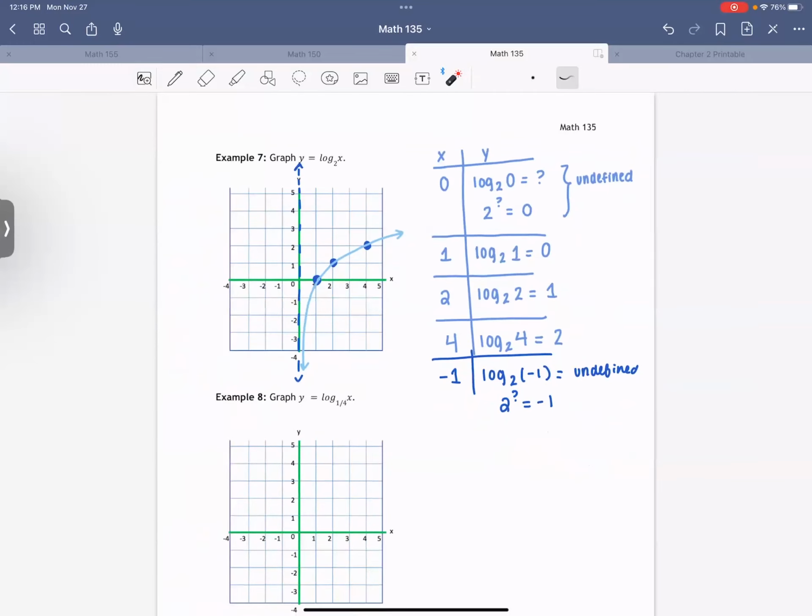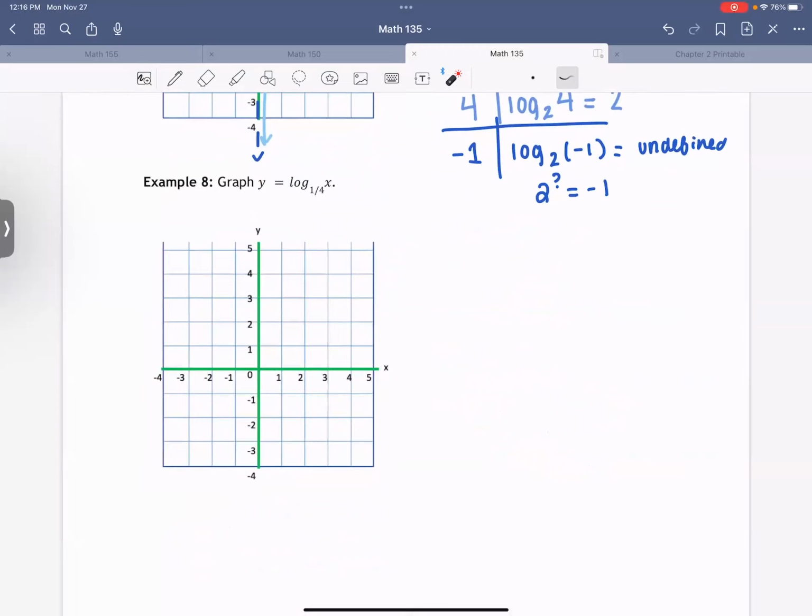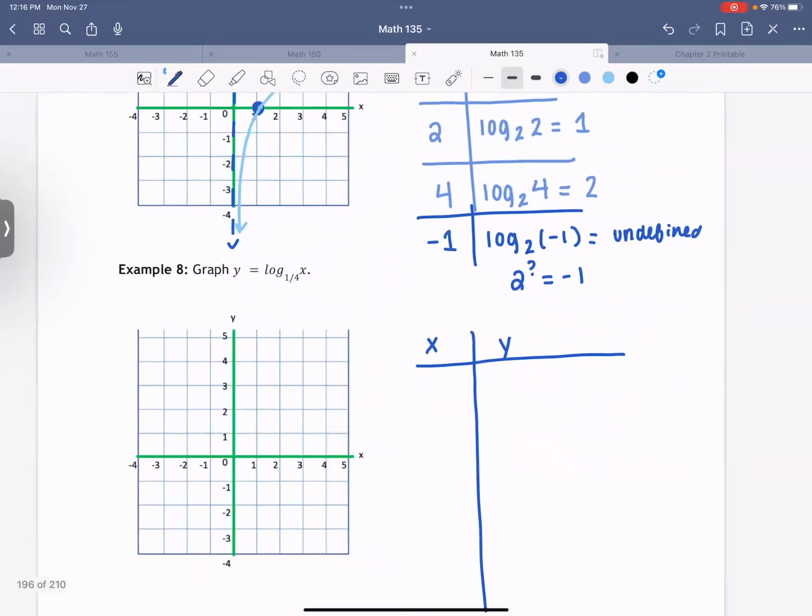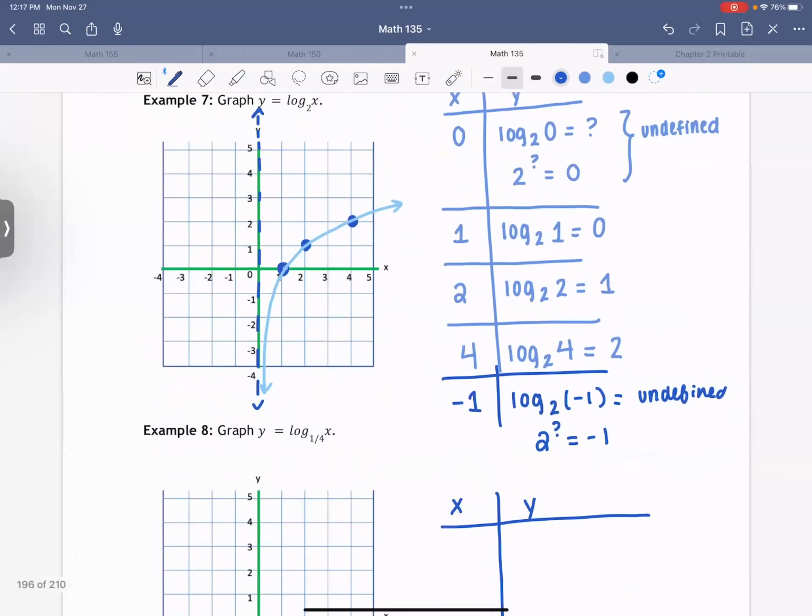All right. Now, it would be kind of mean for me to ask you to do example 8 on your own, because it's a little bit different. I think it's slightly harder. So let's go ahead and do example 8 together so we are all on the same page. This time, the base is 1/4. Remember, with exponentials, when we had a fraction as our base, it looked like exponential decay. So I would expect my log graph to look a little bit different than example 7, right?